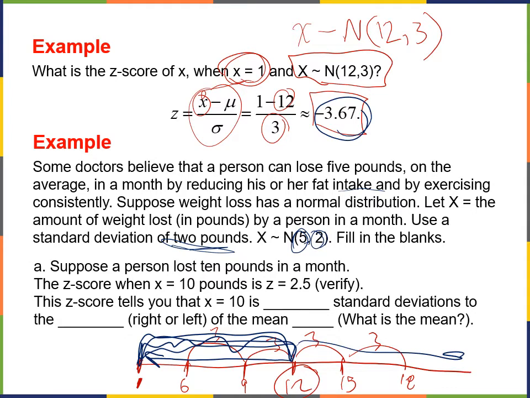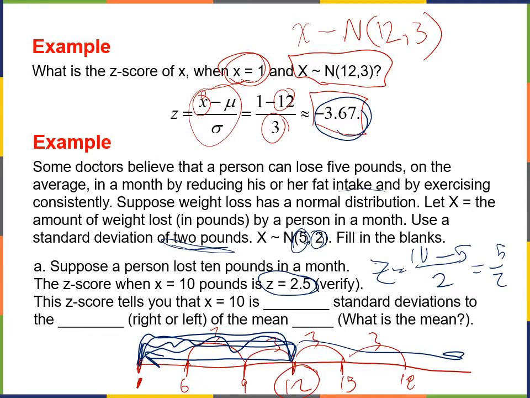The z-scores don't just apply to normal distributions, but that's what we're talking about now. So anyway, suppose the person lost 10 pounds in a month. What would 10 pounds be as a z-score? Well, you would plug 10 into your z-score formula, minus the mean of 5 over the standard deviation of 2, and you would get 5 over 2, or 2.5. So your z-score for 10 pounds would be 2.5.